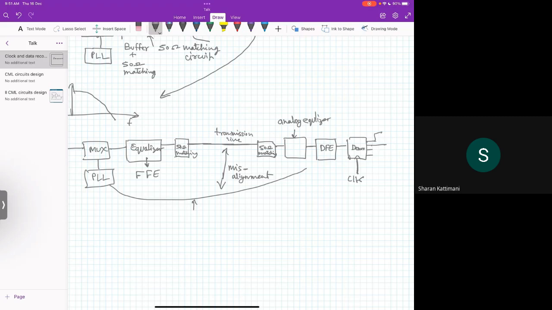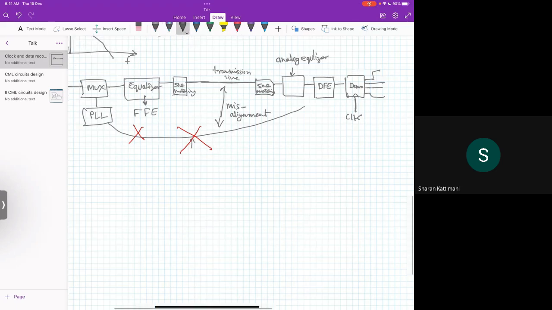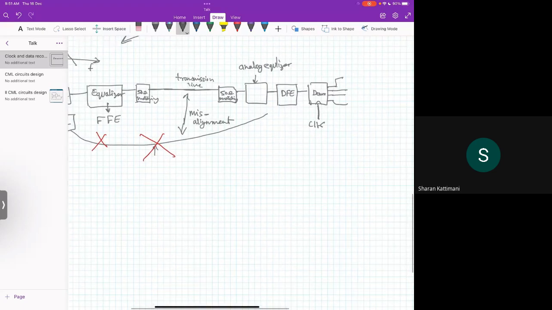So what can be the solution? The solution to this problem is that we generate the clock at the receiver side itself. So we will not take this path, we will not use this clock, and we will generate the clock at the receiver side itself. And this is done by using a clock and data recovery circuit.